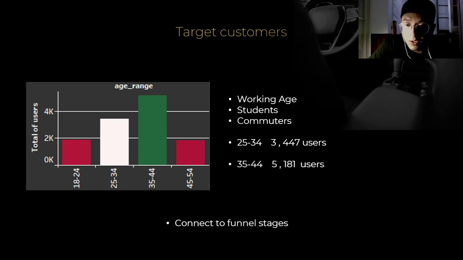The next step is to analyze our target customers. Results show that what can be considered people of working age use Metrocar more. This can be because of students going to school or workers going to their job. General commuters, in other words. I tried to connect the dataset to the data of age ranges, but I was not successful in creating this funnel. But I believe we can target more customers by analyzing them through the funnel.